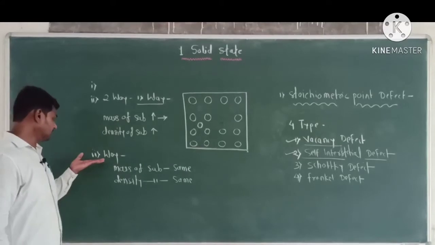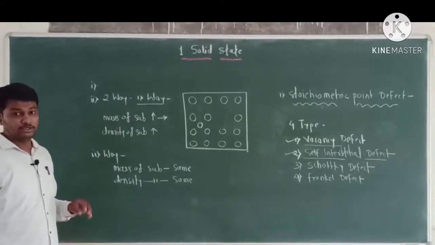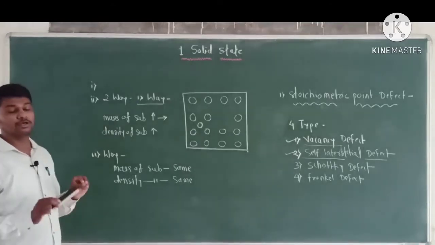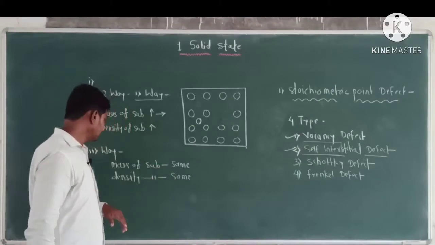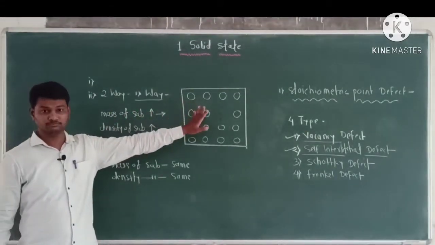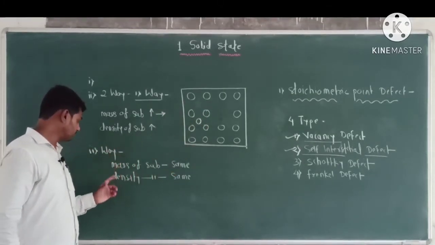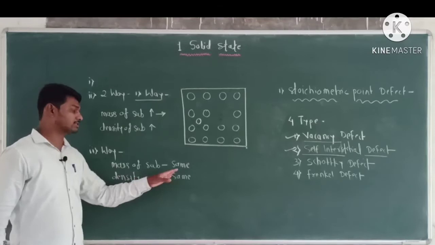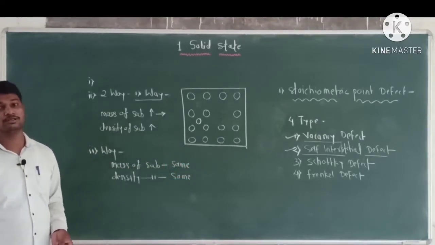Now in the second way, the constituent particle leaves its regular site or regular position and occupies the interstitial site. Now in the second way, the number of constituent particles is the same, therefore the mass of the substance remains the same, hence the density of the substance remains unchanged or the same and volume remains unchanged or the same.